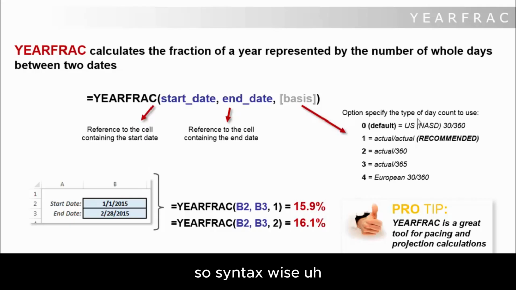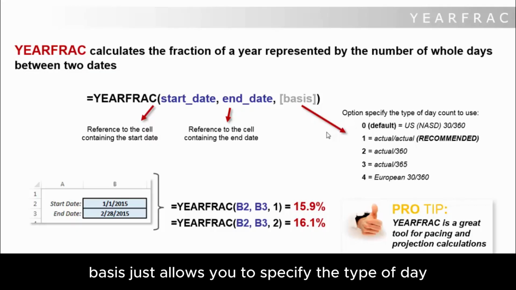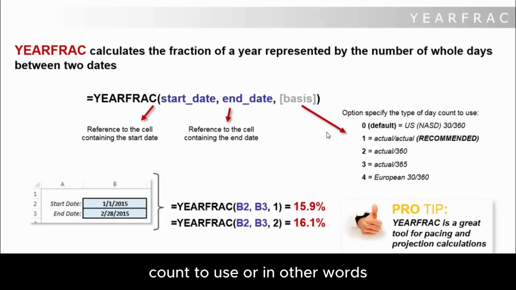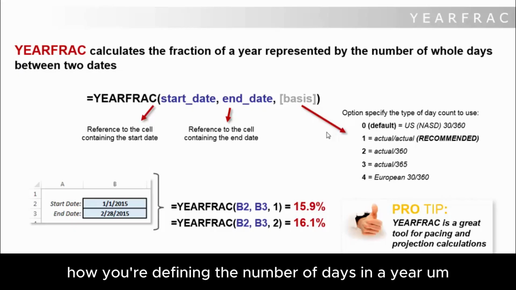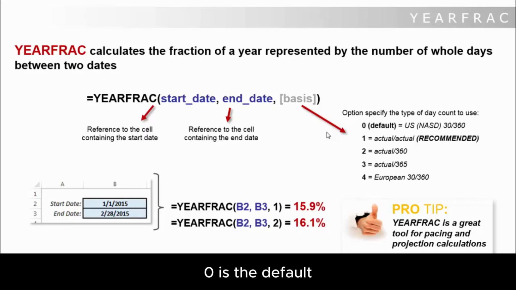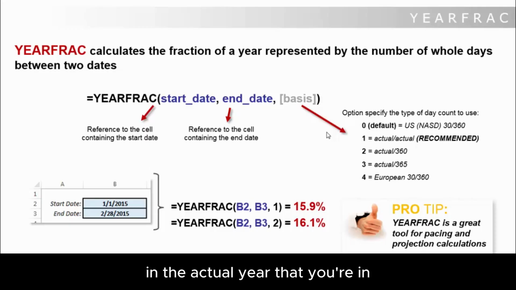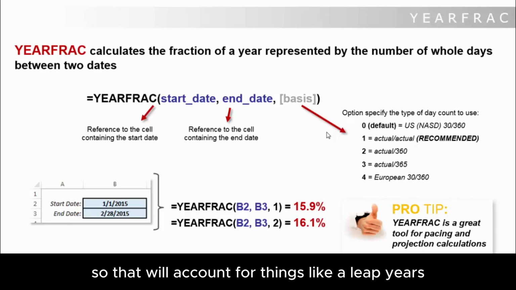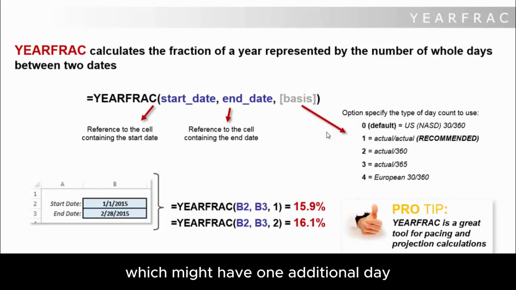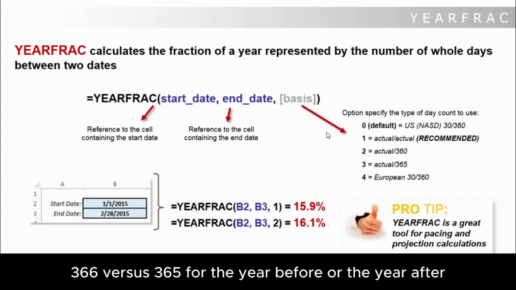So syntax-wise, 3 components to this formula. You've got your start date, your end date, and your basis. Basis just allows you to specify the type of day count to use, or in other words, how you're defining the number of days in a year. 0 is the default. I'd actually recommend putting a 1 here, which looks at the actual number of days in the actual year that you're in based on your start and end dates. So that will account for things like leap years, which might have 1 additional day, 366 versus 365 for the year before or the year after.